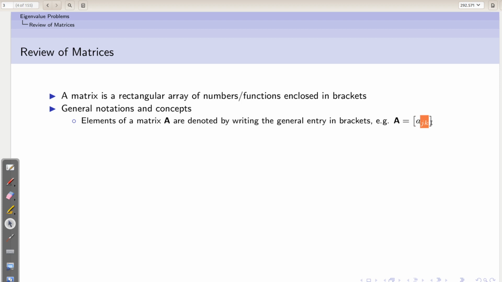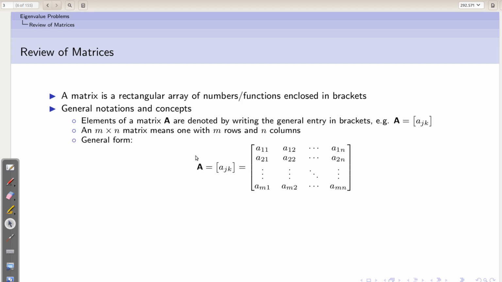So j and k are two subscripts. j will go over the number of rows and k will go over the number of columns. So we put this general element inside the square brackets, and that is generally how we represent a matrix. When I say an m cross n matrix, it means a matrix which has m rows and n columns. In general, this is how a matrix looks.